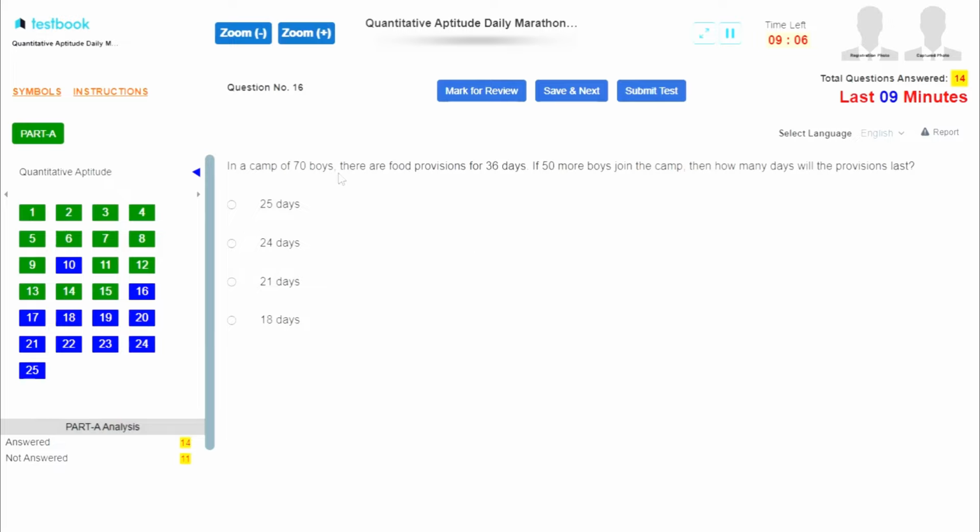In a camp of 70 boys, there is food provision for 36 days. If 50 more boys join the camp, then for how many days will the provision last? So 70 into 36 is equal to 120 into x.